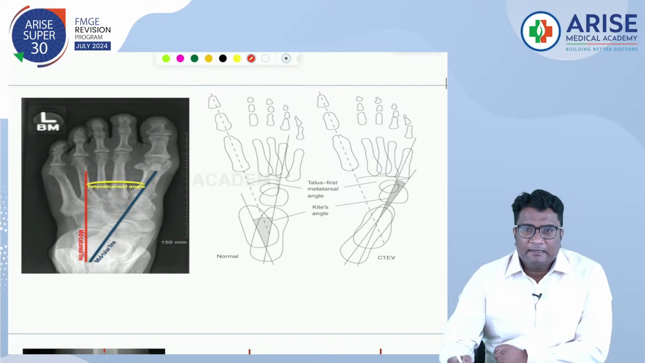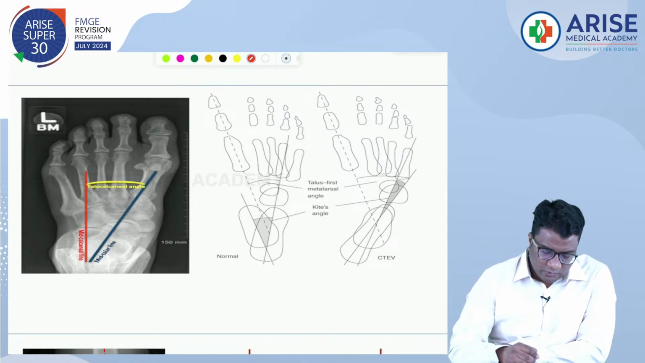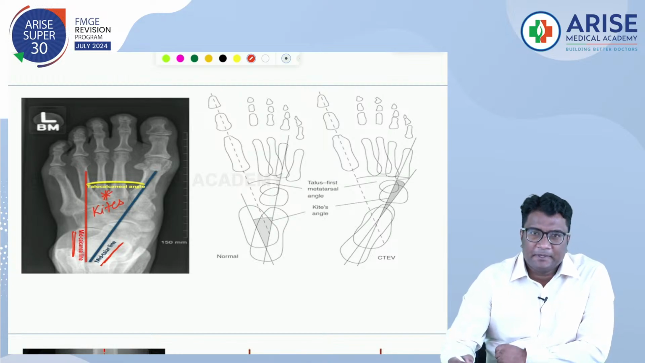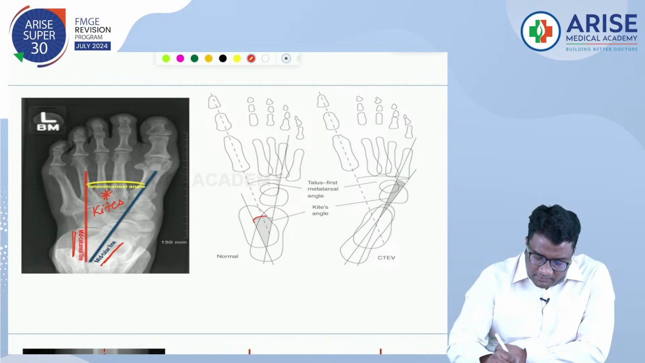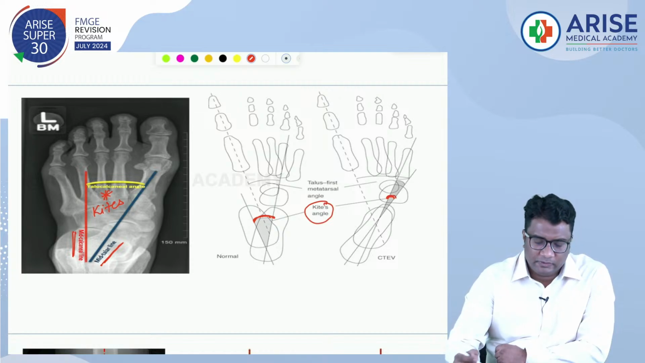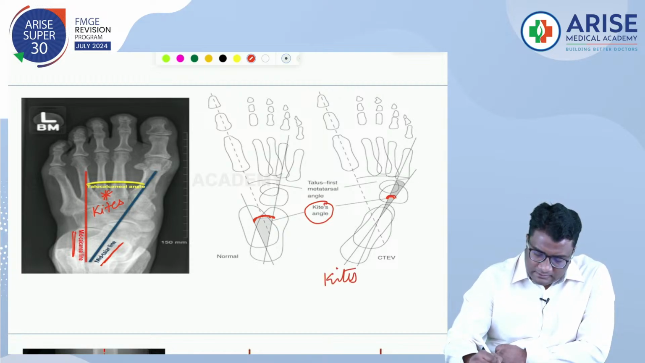Coming to the Kite's angle, the talocalcaneal angle. So between the mid-tarsal line and the mid-calcaneal line, you measure this angle. This is called the talocalcaneal angle or the Kite's angle, right? So whenever you have a varus deformity, this is how the normal Kite's angle is. But when we have a varus deformity, the Kite's angle is reduced. So Kite's angle is reduced in case of CTEV.